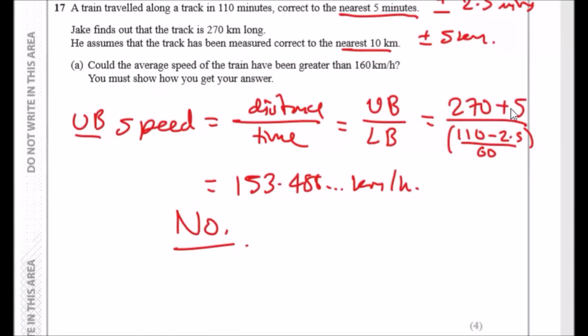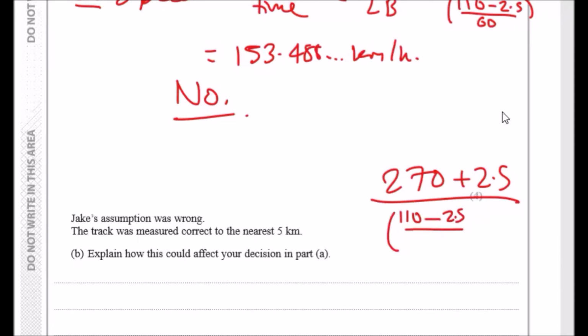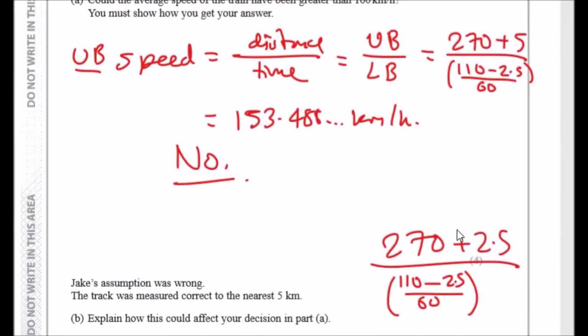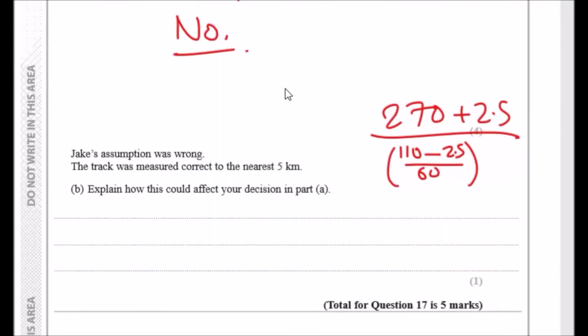So this figure at the top is reduced. Essentially we're going to have now 270 plus 2.5 over the same result, 110 minus 2.5 over 60. Because the value has been reduced, this means we're going to have a lower average speed. But let's confirm this anyway. The truth is with these kinds of questions, it's always good to give a numerical proof, because that always guarantees things. Anyway, I did it and I got a slightly lower speed of 152.